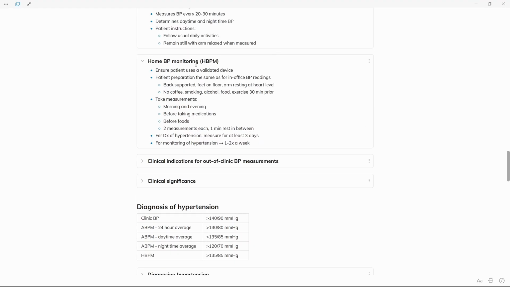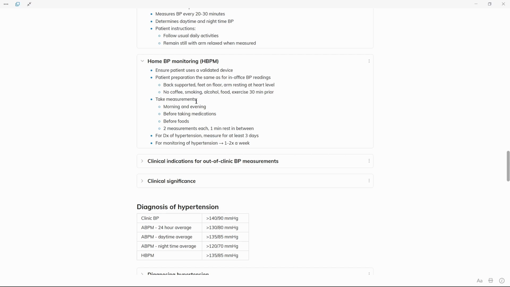Next is the home blood pressure monitoring. Make sure that the patient uses a validated device. The patient has to be prepared in exactly the same way as if you would measure the patient's blood pressure in the office. So, no smoking, no coffee, resting, feet on the floor, arms supported, relaxed, and use the correct cuff size.